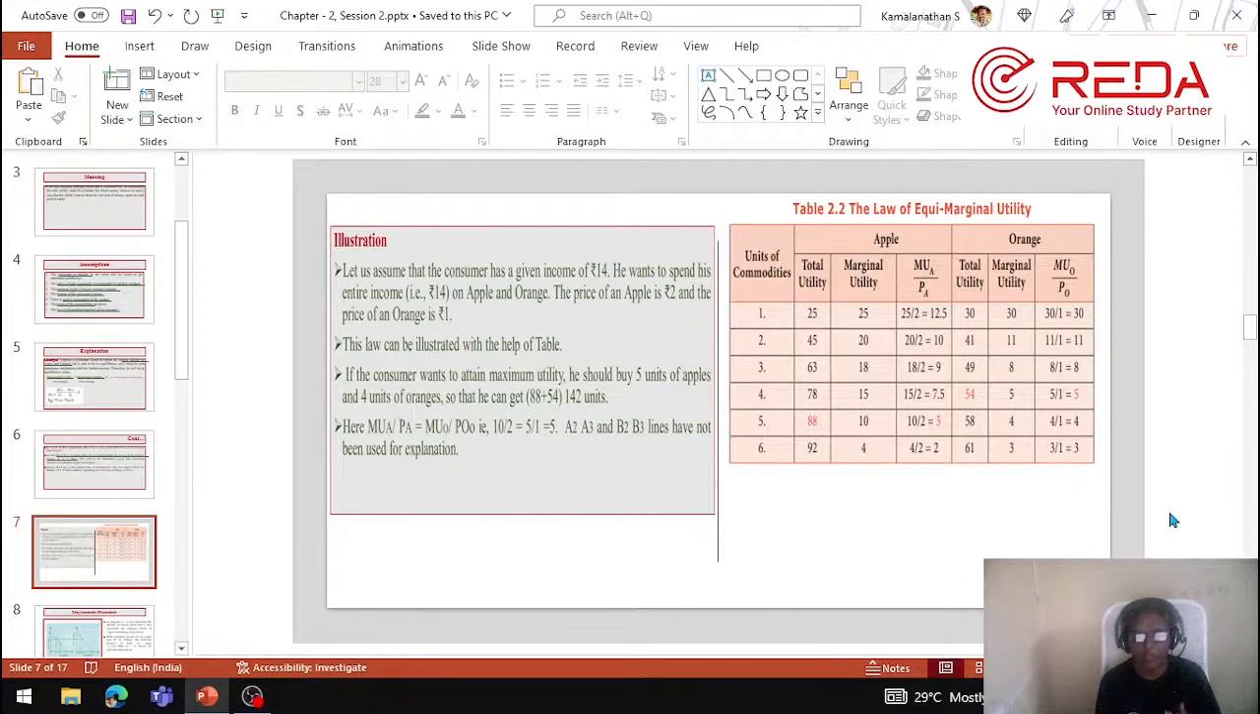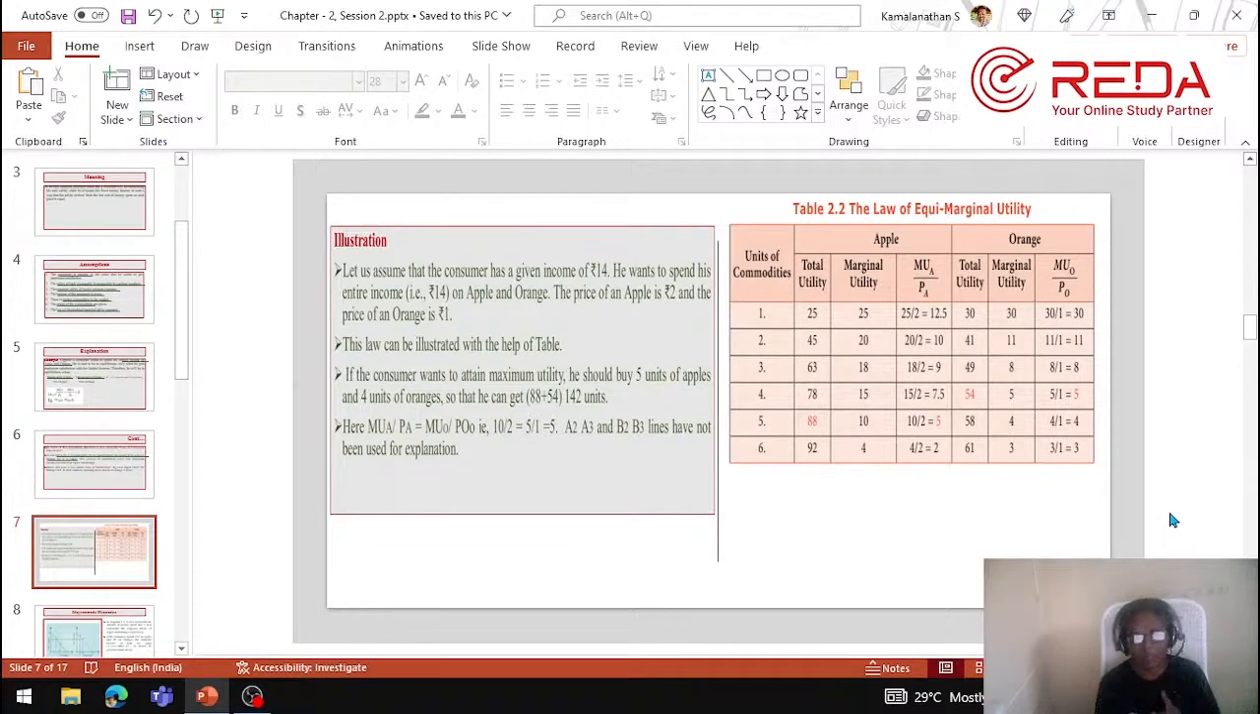Okay, so in purchasing the first apple, the consumer is getting 25 total utility. It is just a number given by Marshall. At that point, what will be the marginal utility? Marginal utility will be 25.